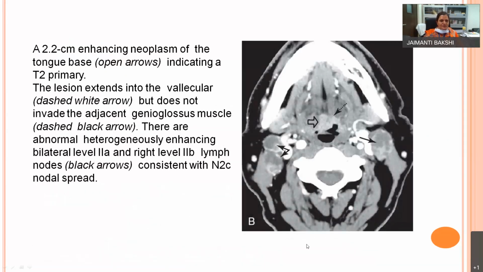Here in this contrast enhanced CT, we can see a tumor at the base of tongue, and we can see it is enhancing as compared to the normal surrounding structures. It is reaching up to the vallecula. It is involving the base of tongue. And we can see bilateral lymph nodes. These are bilateral enlarged lymph nodes having necrotic centers, and there is heterogeneous enhancement in these lymph nodes.